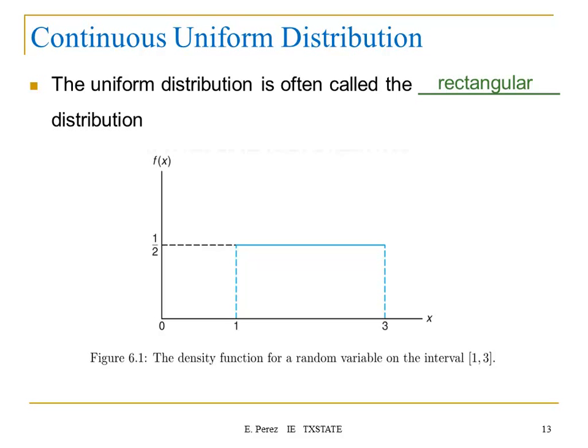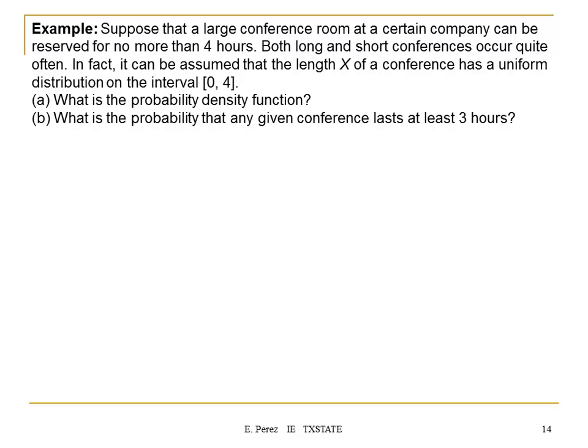So again, this is a PDF. Anyone remember what a PDF is? Correct, probability density function. If you want to get the cumulative distribution from a PDF, what do you do? Anyone remember? You integrate, right? So you get the probability density function, and if you want to find the cumulative, you integrate. Okay? So let's look at this example.